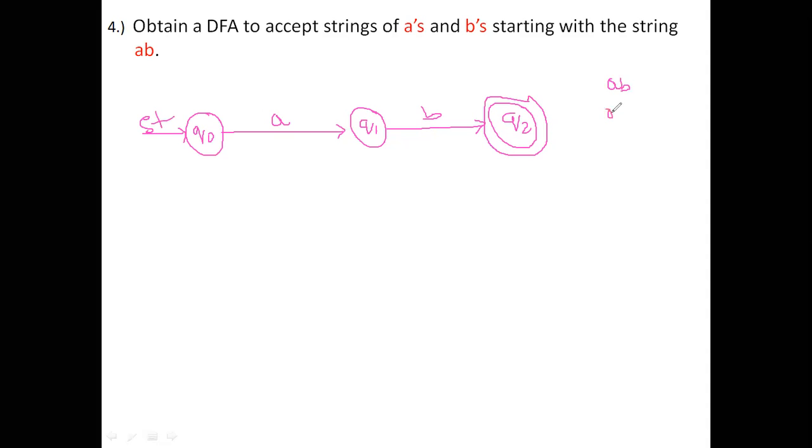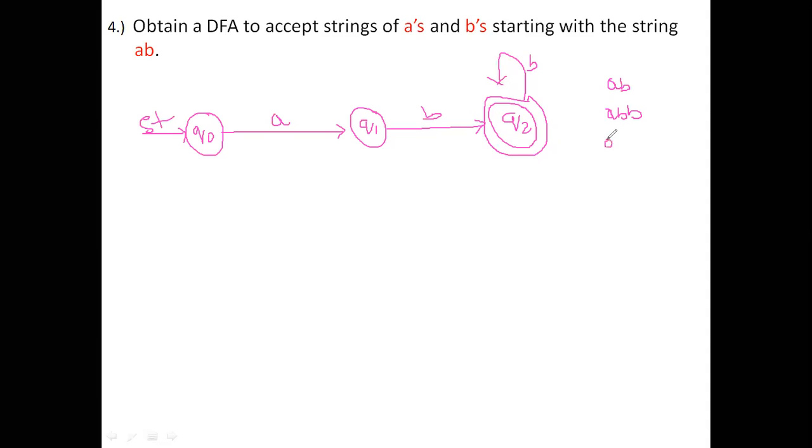Then ABB, observe it carefully: should it be accepted or rejected? It should be accepted, because it is beginning with AB. For A we have a transition from Q0 to Q1. For B we have a transition from Q1 to Q2. Then what about the next B? We don't have a transition, so we need to provide a self loop on Q2 labeled B. Then ABB will be accepted.